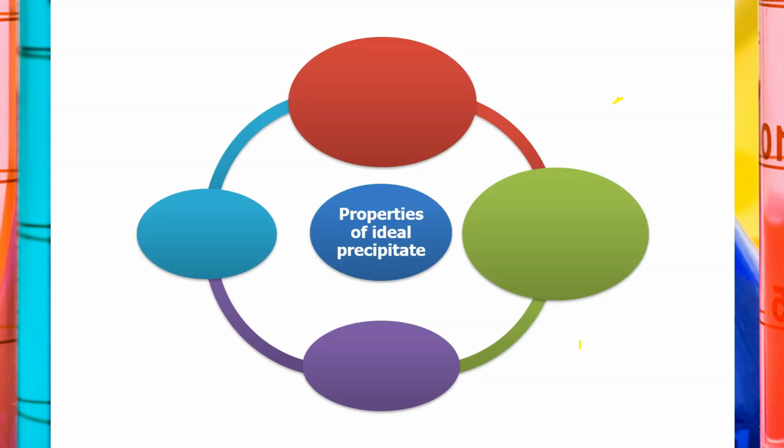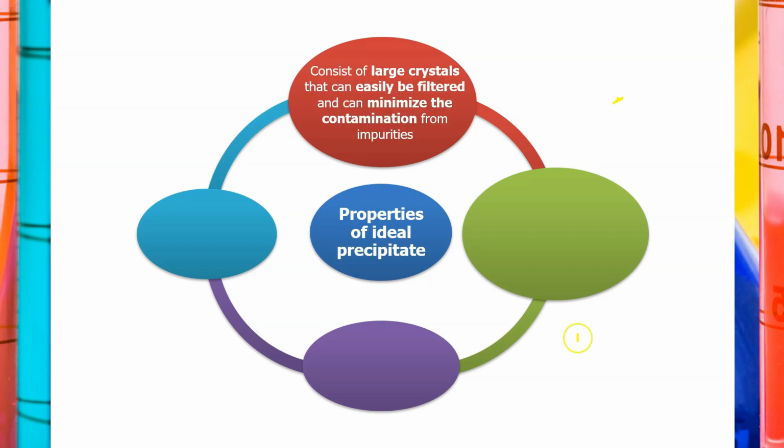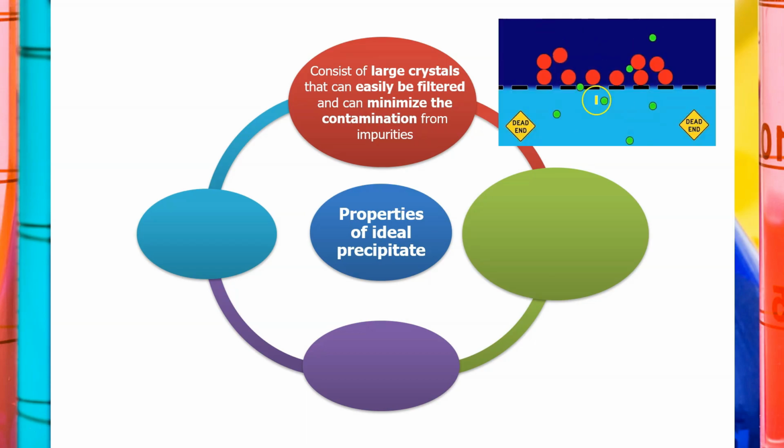There are 4 properties of an ideal precipitate that need to be produced during the reaction. The first one is that the ideal precipitate must consist of large crystals that can easily be filtered and can minimize the contamination from impurities. Refer to the illustration here. You can see that the large crystals are easier to filter compared to the small crystals because small crystals can go through the filter paper.